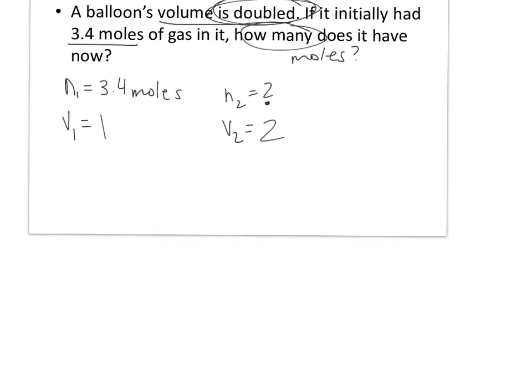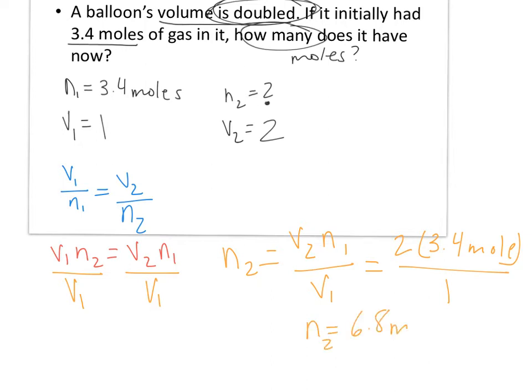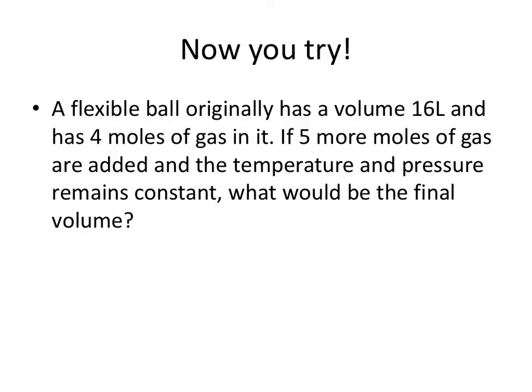So I'm just going to shrink this up here so I have some more space. Now we're going to be using V1 over N1 equals V2 over N2, and we want to solve for N2. So we're going to cross multiply, so V1 times N2 equals V2 times N1. We're looking for N2, so now we're going to divide both sides by V1. And so we're going to have N2 equals V2 N1 over V1. And we plug in our values. So V2 is 2. We're going to multiply that by 3.4 moles, divide by 1. And so we get N2 is equal to 6.8 moles. All right. So let's have you try this problem now.